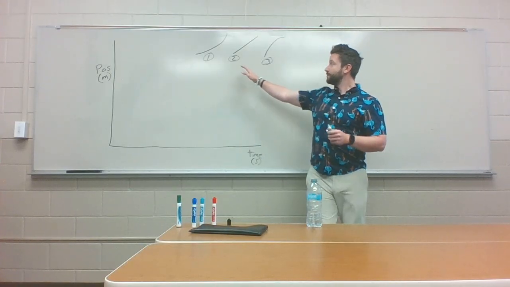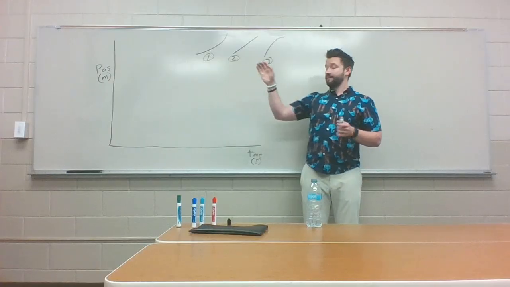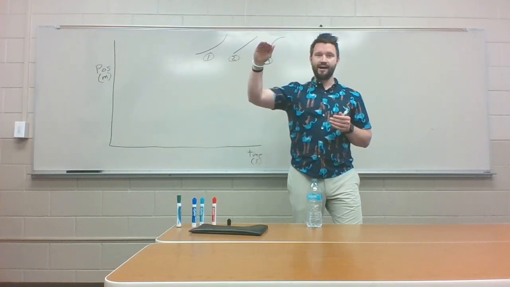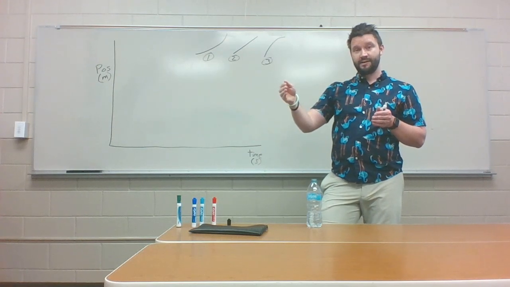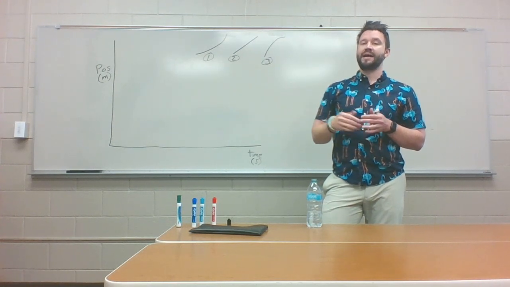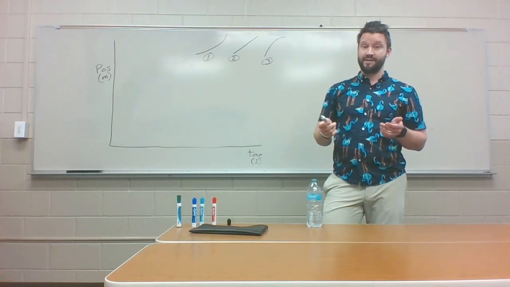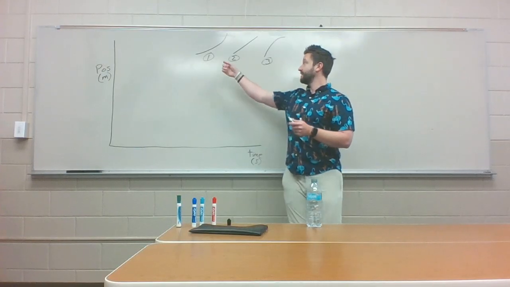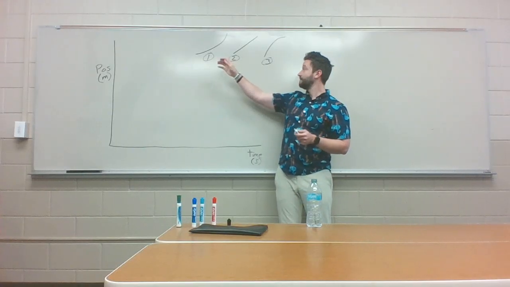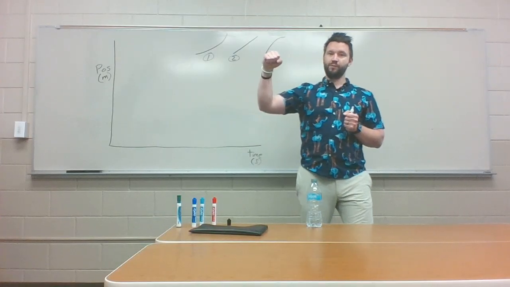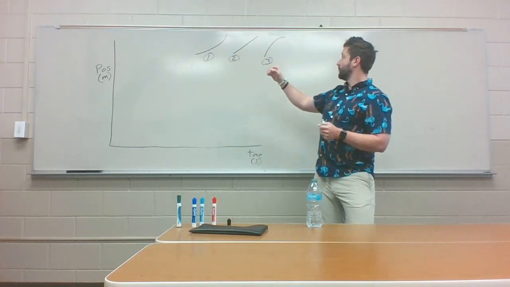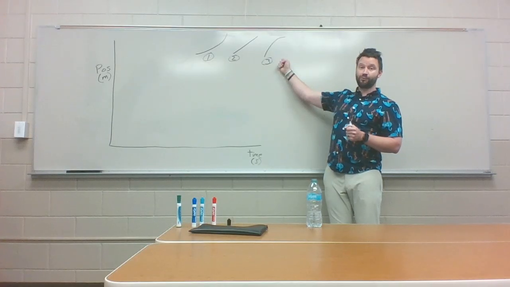Line number 2 is a straight line, its slope is constant as it moves, and it is moving at a constant rate. So line number 1, getting steeper, picking up speed. Line number 2, unchanging slope, moving at a constant rate, which then brings us to line number 3.